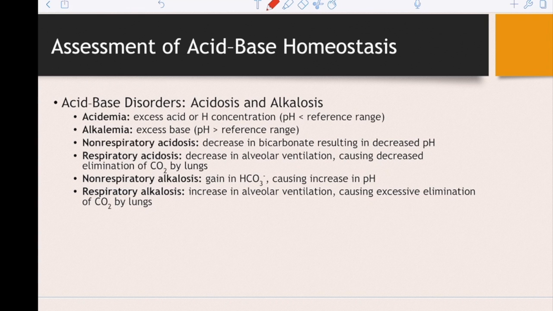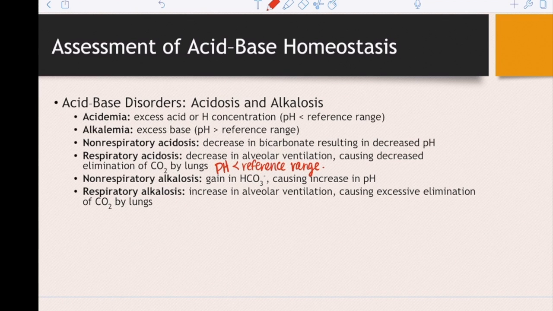Your pH is going to be lower than the reference range. Let's write that down. pH is going to be less than reference range. Just as we can have non-respiratory acidosis, we can also have non-respiratory alkalosis. This means that we have an increase for some reason of bicarbonate, which is going to cause an increase in pH as our bicarbonate is basic.